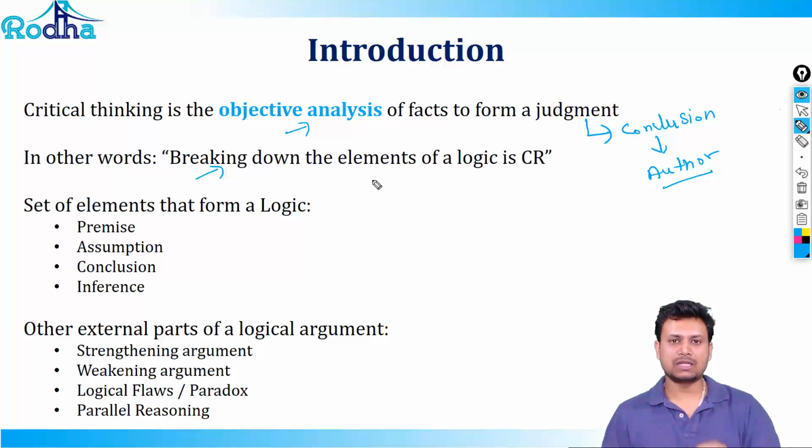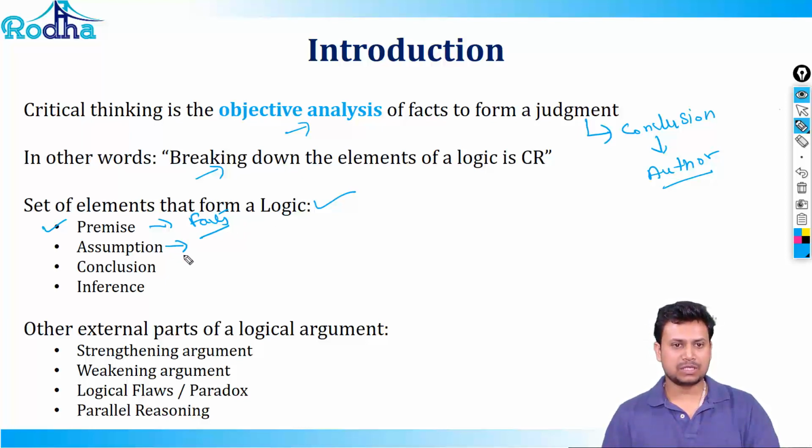Let's now understand what these elements are that we have been talking about so far. So, the set of elements that form a logic. First is the premise. Premise is nothing but a set of given facts. Anything which is a fact, anything which you cannot deny in an argument, is the premise. For example, if you say, since it rained, therefore schools will be shut. Now, what is the premise? What you cannot deny is the fact that it rained. So premise is a set of given facts.